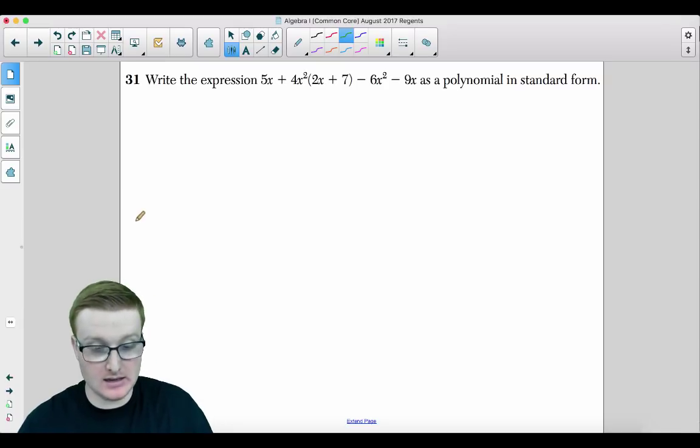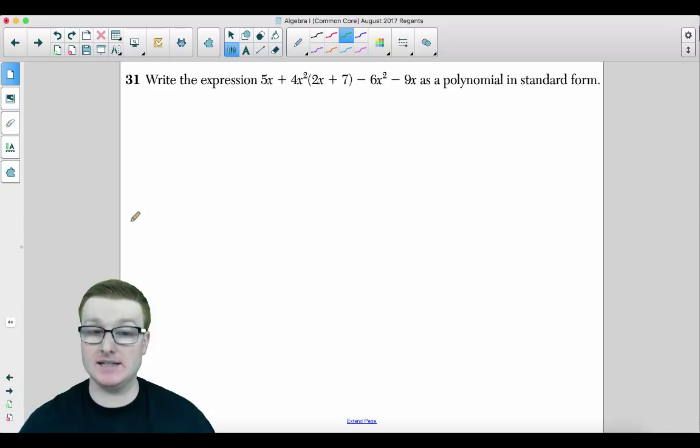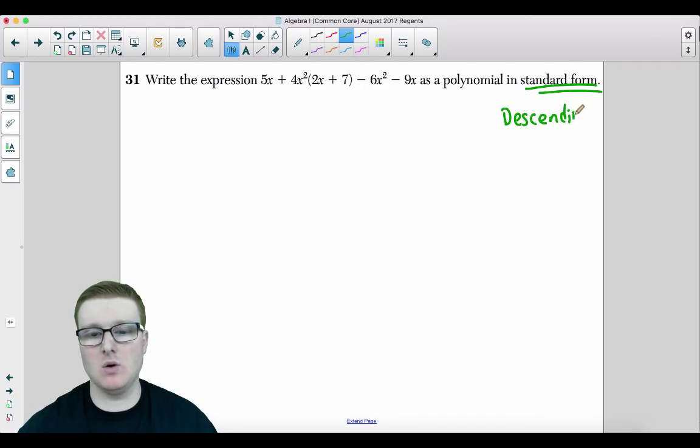Number 31. Write the expression 5x plus 4x squared times 2x plus 7 minus 6x squared minus 9x as a polynomial in standard form. When it says in standard form, you bet your bottom dollar that they are asking you for descending power order.